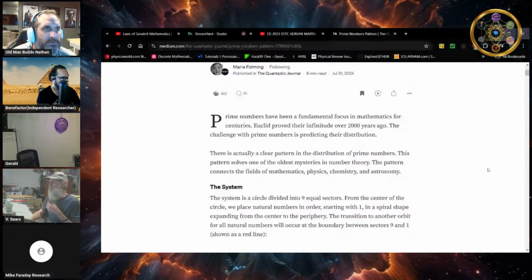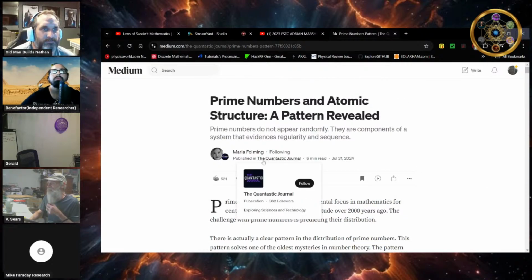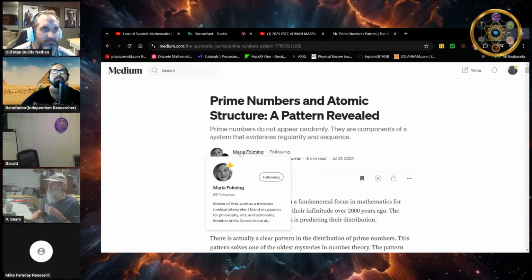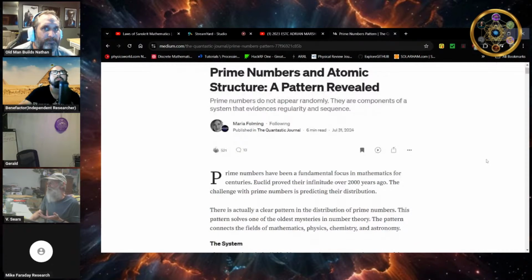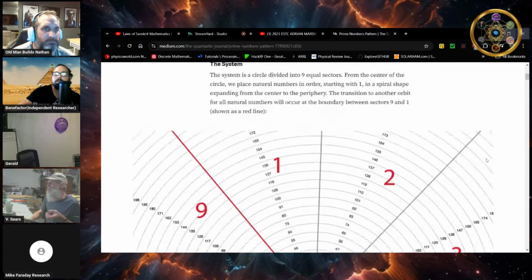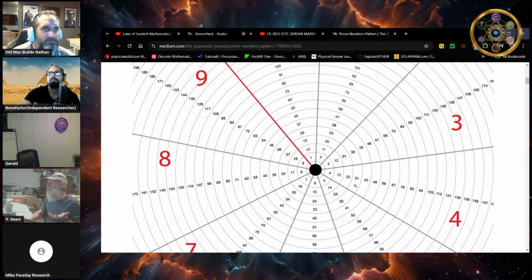Oh, okay. Hold on. The pattern connects the field of mathematics, physics, chemistry, and astronomy. Scroll down to the chart. I'd like to show who printed it. Maria Folding. She's on Medium. I don't know if this is a known pattern, but the system divides a circle into 9 segments and numbers them with mainly prime numbers is what they're looking for.